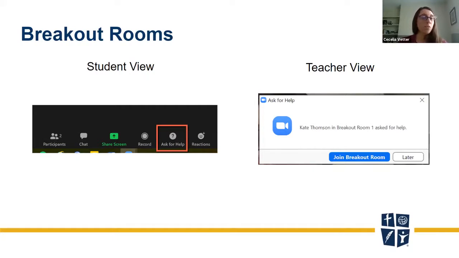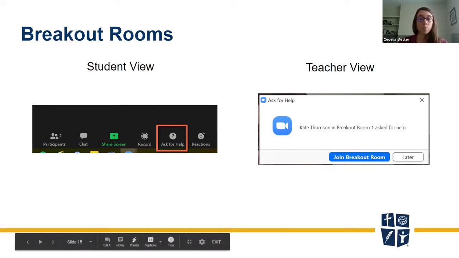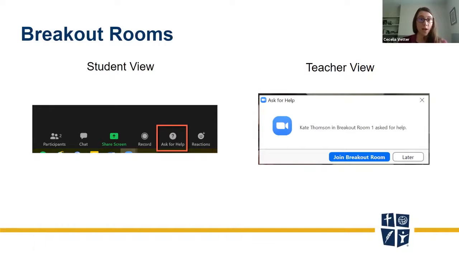If you have multiple breakout rooms and the students have been working on an activity and they realize that they really need the teacher to join, they can press that Ask for Help button, and the teacher will get a notification that says this person has asked for help, and it gives you a way to quickly jump into that room.